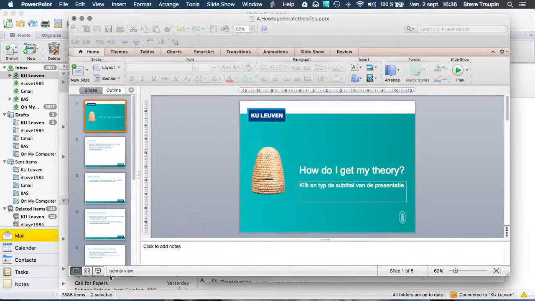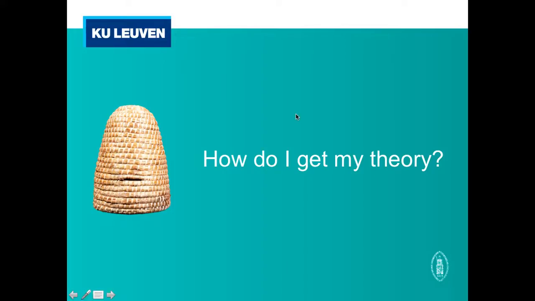Just a final thing before concluding on series. How do I get my theory? Where should I find that? Where should I get the concepts related to my concept of interest? I would like to emphasize three ways of doing that.